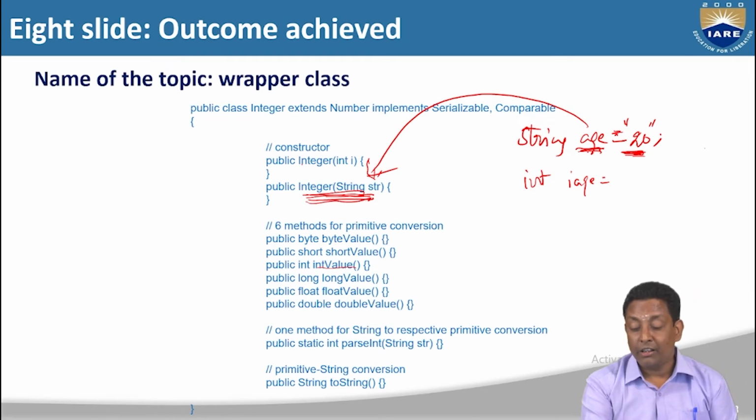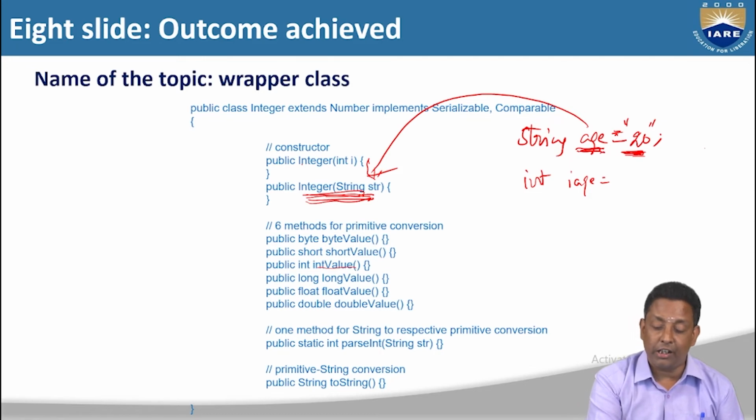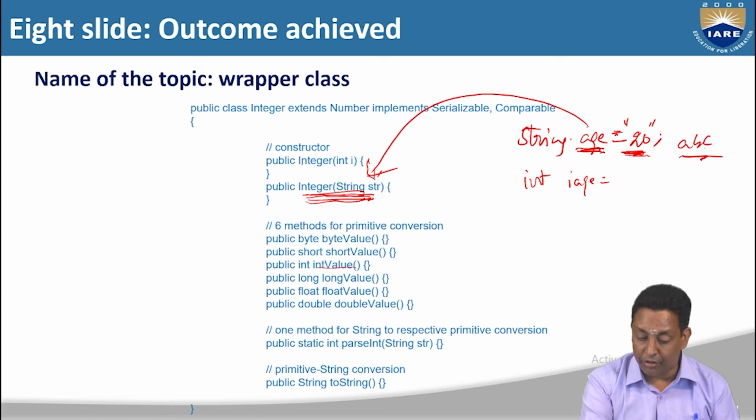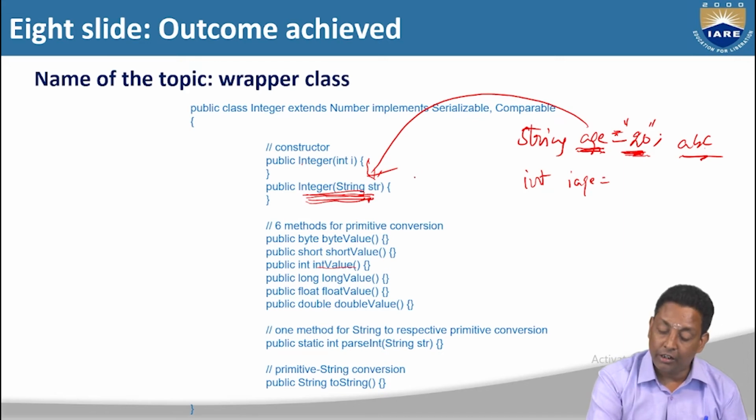Make sure that such a string which is being wrapped into Integer must contain only integer values but not any alphabets like ABC. If you have any ABC kind of value and you wrap it into Integer, you will get a NumberFormatException.